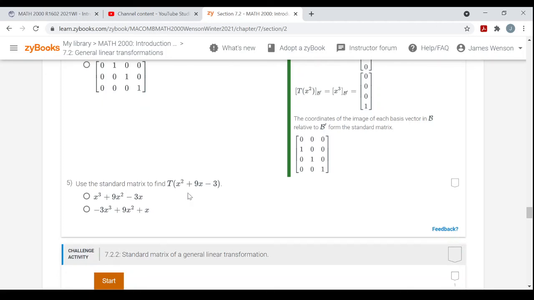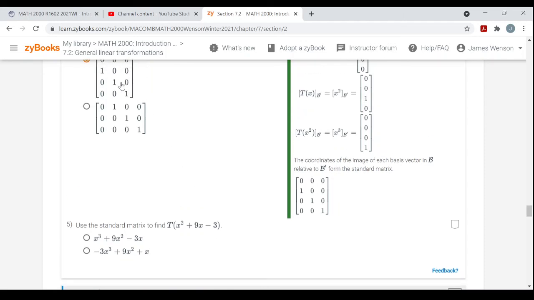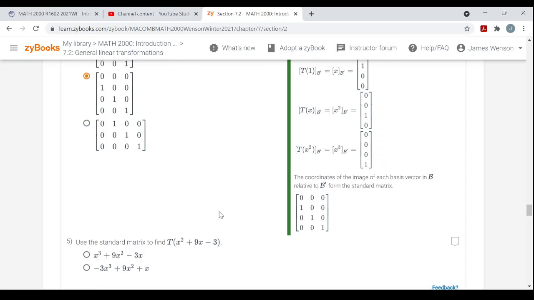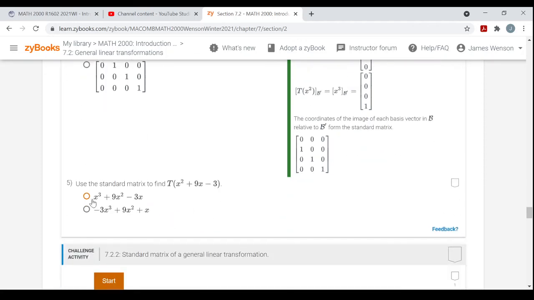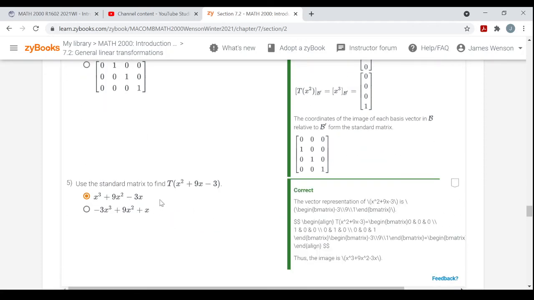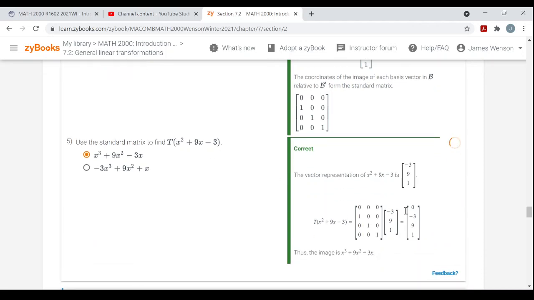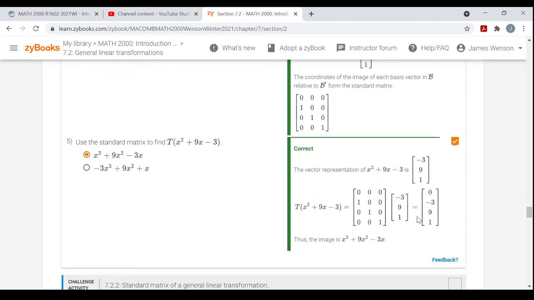And then if they say, let's use this input, again it's just going to be x cubed plus 9x squared minus 3x. Very, very simple. But you could also take your standard matrix here and multiply it by the column, the coordinates negative 3, 9, 1. You're going to see them do that here, and then get the output 0, negative 3, 9, 1. And you see it's 0 times 1, negative 3 times x, 9 times x squared, 1 times x cubed. You get x cubed plus 9x squared minus 3x as the output.